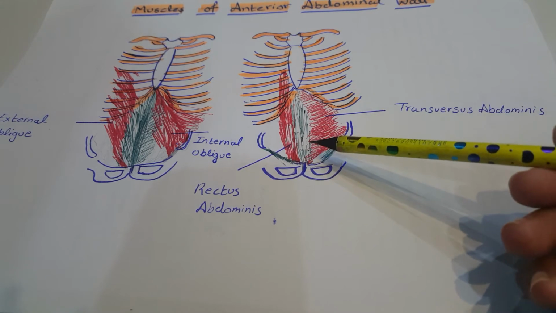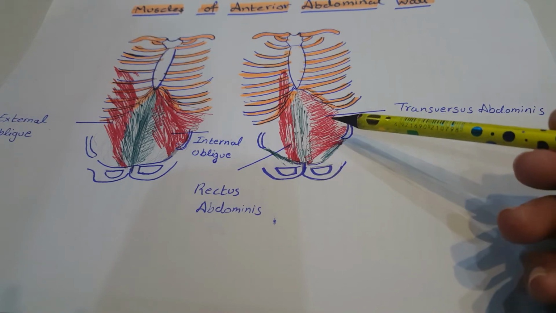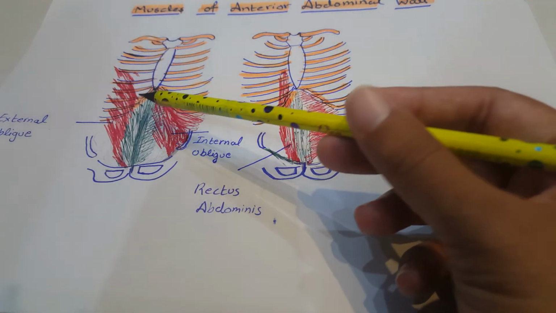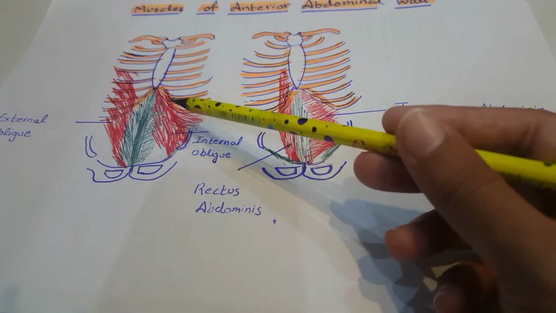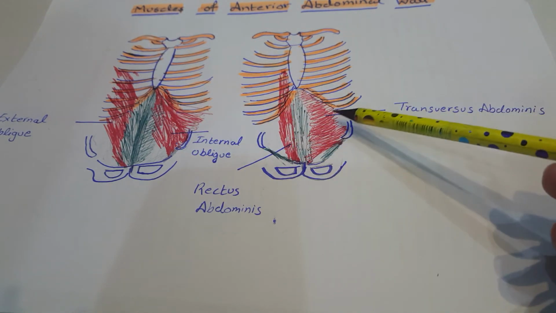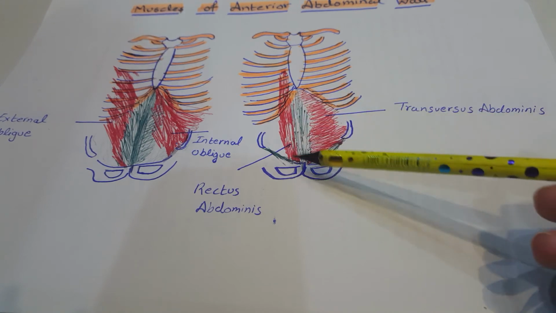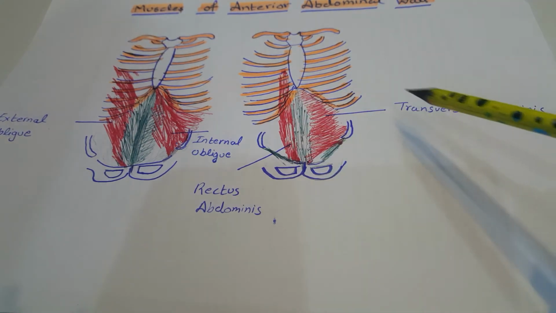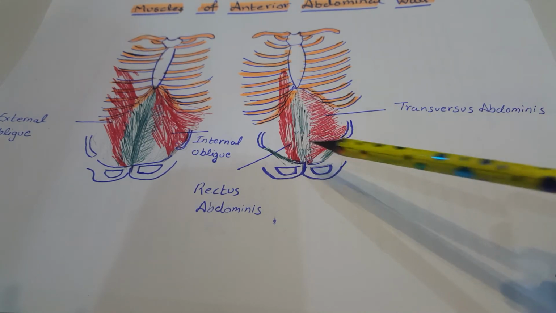So muscle fibers of transversus abdominis muscle are basically directed horizontally. External oblique muscle fibers are directed downward, forward, medially. Internal oblique muscle fibers are directed upward, forward, and medially. Transversus abdominis muscle fibers are directed horizontally. Transversus abdominis muscle is innervated by lower 6 thoracic nerves and first lumbar nerve.